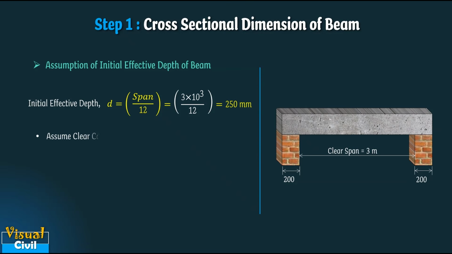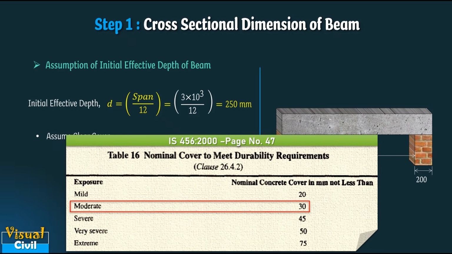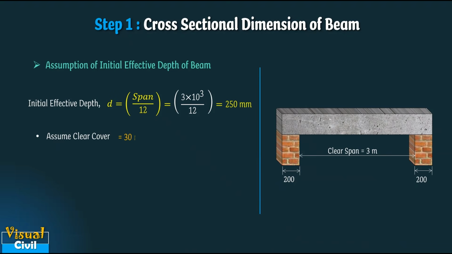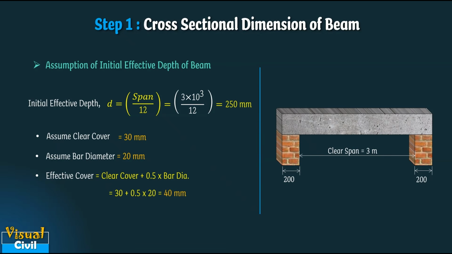Assume nominal clear cover by referring to table 16 of IS 456 for moderate exposure as 30 mm and bar diameter as 20 mm. Calculate the effective cover by adding the clear cover and half the bar diameter. Thus, we get the effective cover as 40 mm.